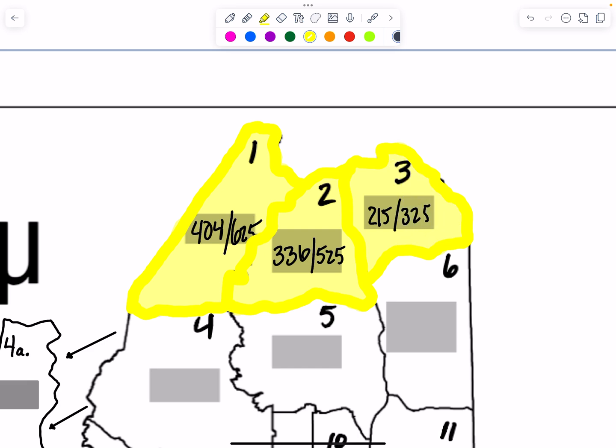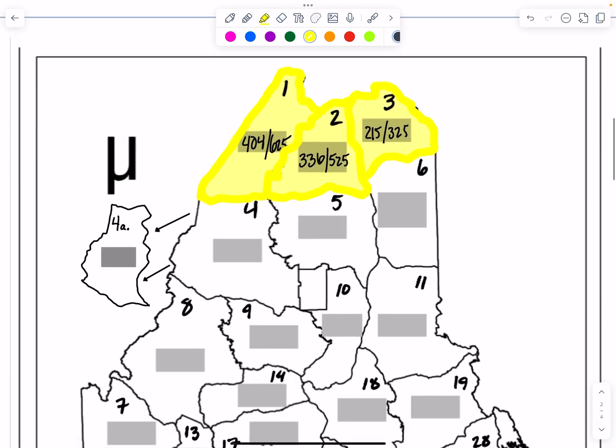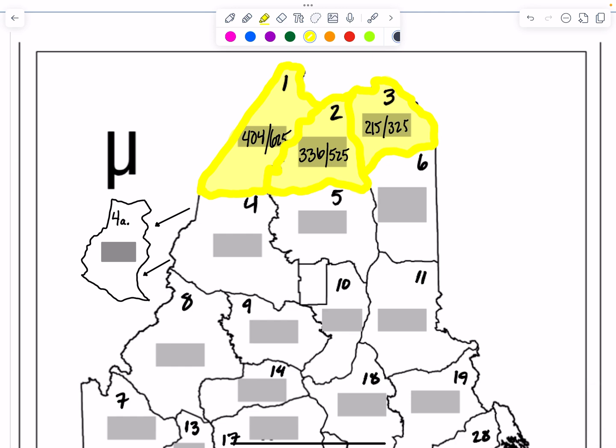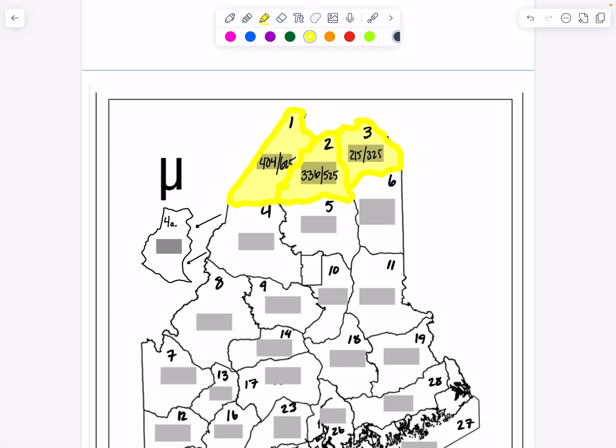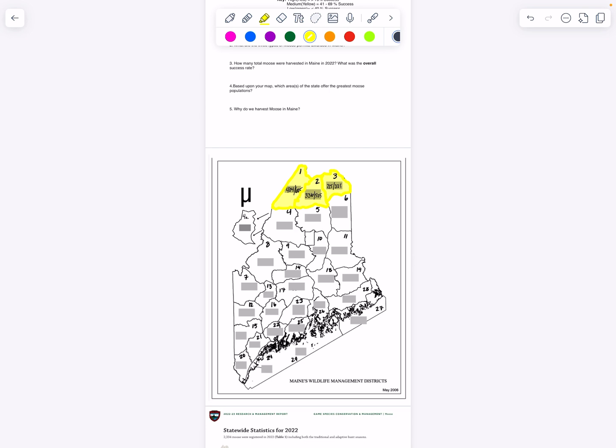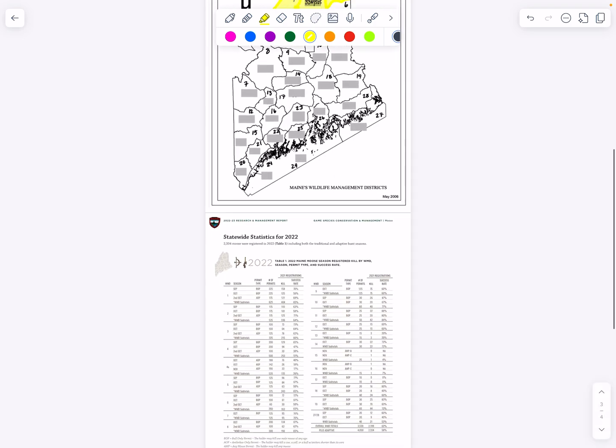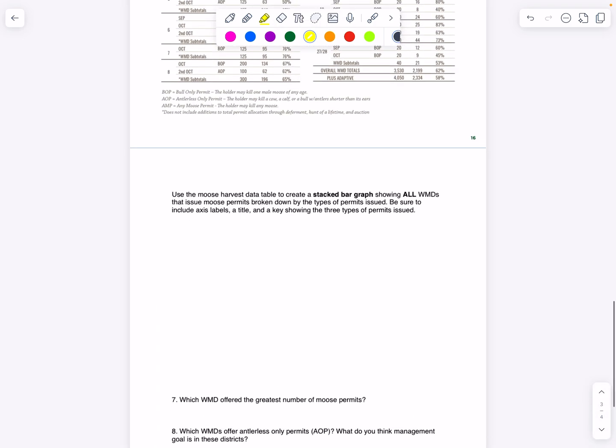So you're going to do this for the entire map. You're going to fill in the map by color. You're going to list how many moose are harvested, how many permits were issued, and then give a nice color code on your map, and that'll turn out a pretty decent looking map that shows us the overall harvest and success rates within each district. Then comes the time to break down permits a little bit here.